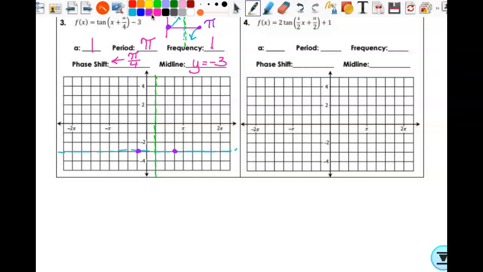All right, so no reflection, and A is 1, so halfway between that first point and the asymptote, I go up 1, and halfway between these two, I go down 1. Okay, we good? And then just lather, rinse, repeat.